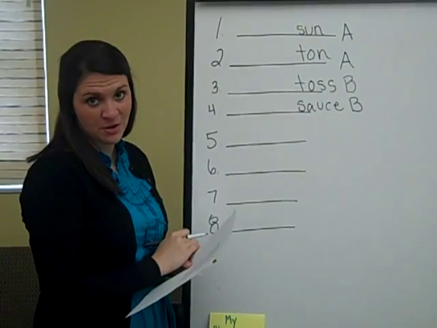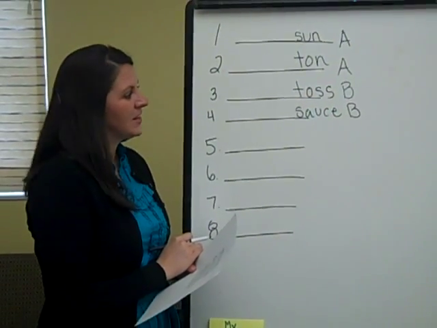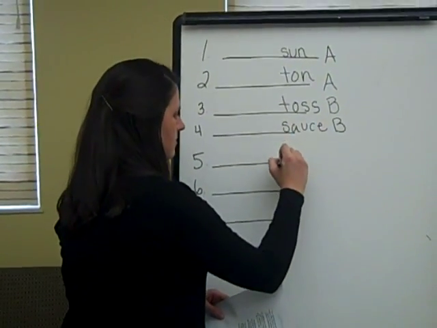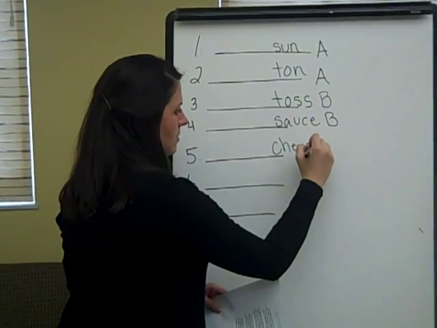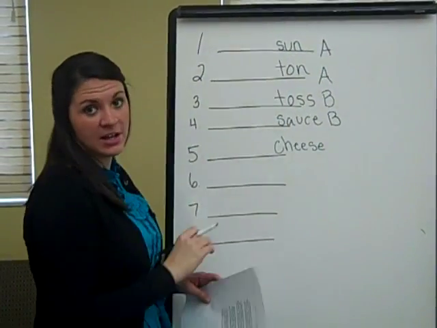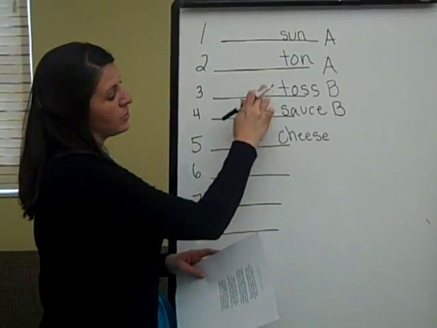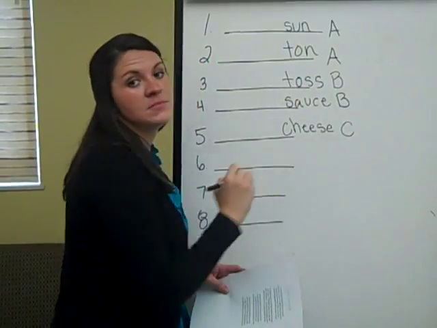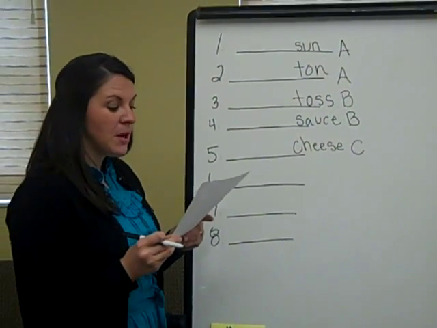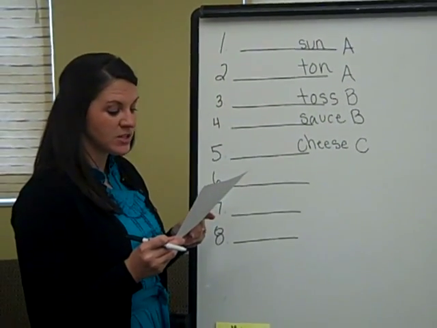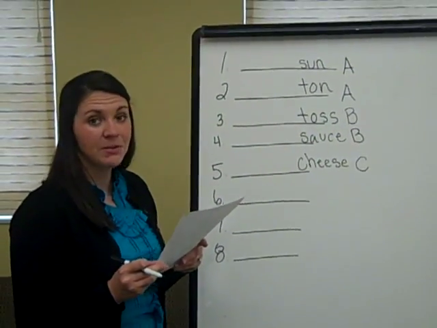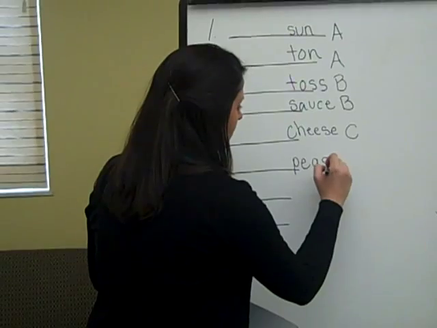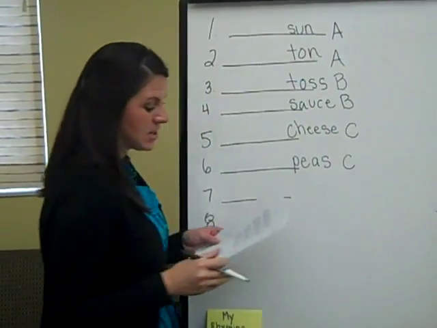I'm starting to notice a pattern. Are you starting to notice a pattern? Yes. Let's keep reading. I'm topping my pizza with mountains of cheese. Does cheese rhyme with sun or ton? No. Does cheese rhyme with toss or sauce? No. So we're going to write the letter C. I'm topping my pizza with mountains of cheese, with acres of peppers, pimentos, and peas. Do peas rhyme with cheese? Yes. They do. Let's keep going.